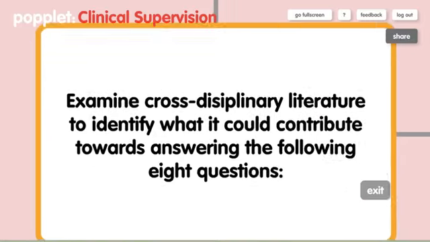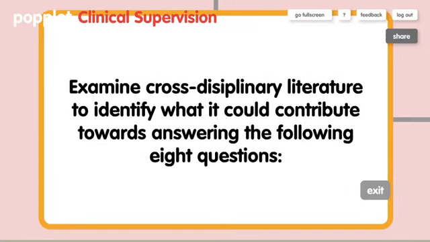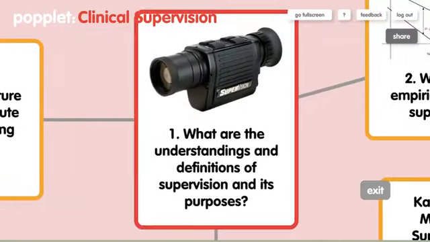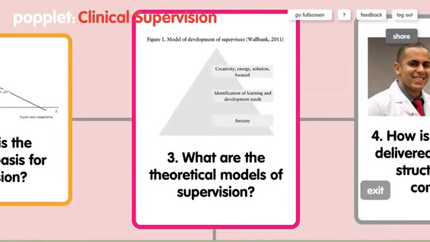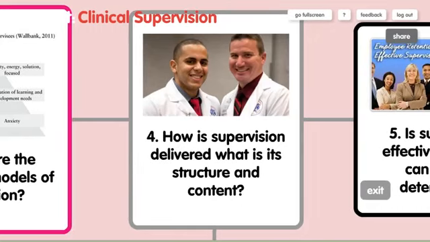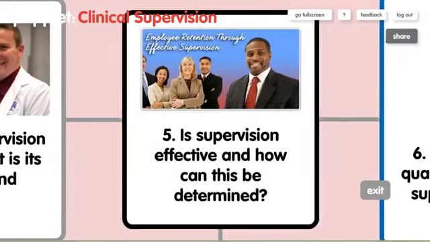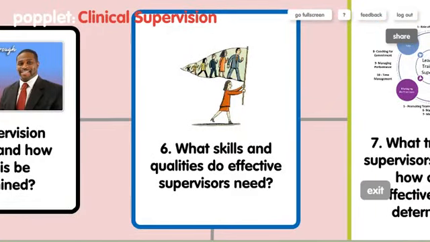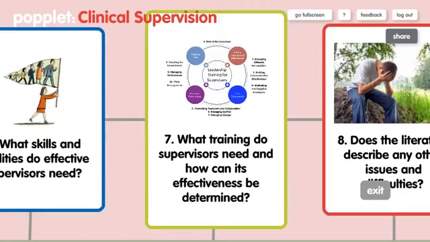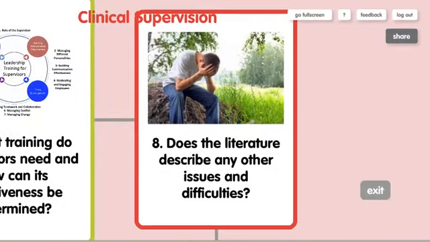The method adopted for this particular study was an examination of cross-disciplinary literature to identify what it could contribute towards answering the following 8 questions. Question 1: what are the understandings and definitions of supervision and its purpose? What is the empirical basis for supervision? What are the theoretical models of supervision? How is supervision delivered? What is its structure and content? Is supervision effective, and how can this be determined? What skills and qualities do effective supervisors need? What training do supervisors need, and how can its effectiveness be determined? And does the literature describe any other issues or difficulties?